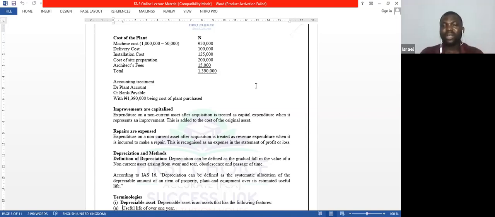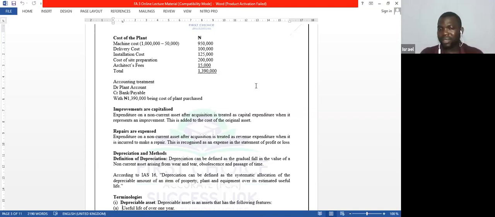That's why depreciation can be defined as a gradual fall in value of a non-current asset arising from wear and tear, obsolescence, and passage of time. But according to IAS 16, how is depreciation defined? The systematic allocation of the depreciable amount of an item of property, plant, and equipment over its estimated useful life.